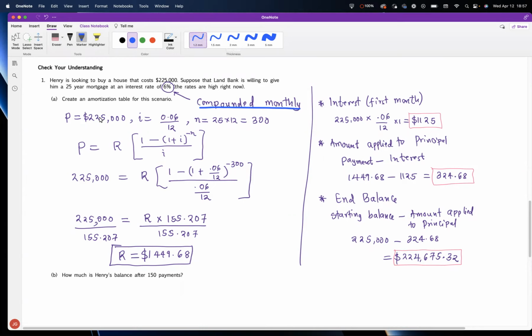We are given the present value, that's the loan amount, and the interest rate. Remember, we are dividing it by 12 because it's monthly compounding. Then N is the total number of payments, which is 12 per year times 25 years, and that brings you to 300 payments. Plug everything into this formula, work carefully. This part results in 155. And so dividing both sides by 155, you get this as your monthly payment.